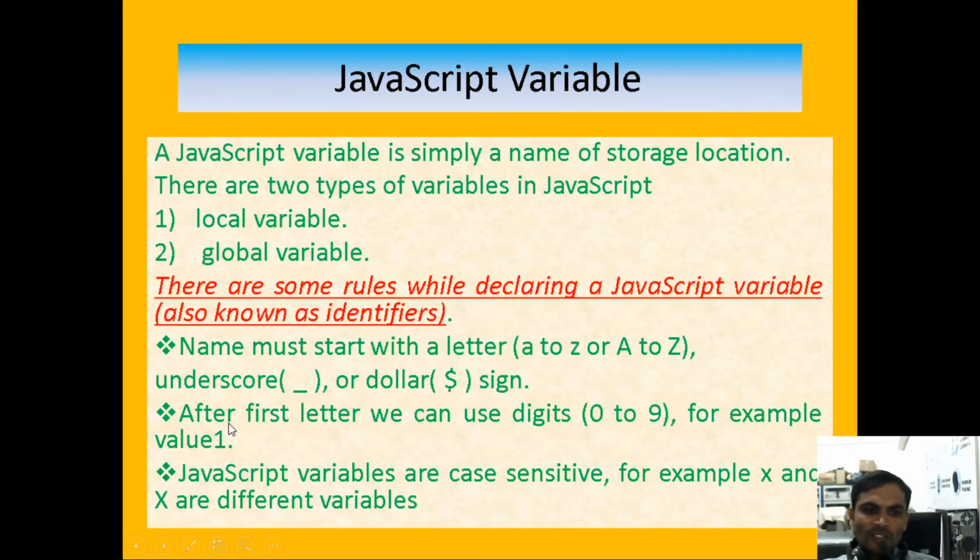As I just said, after the first letter we can use digits 0 to 9, for example value1 or name1. JavaScript variables are case sensitive. If you define a variable name x in uppercase and in lowercase, it will allocate two memories.